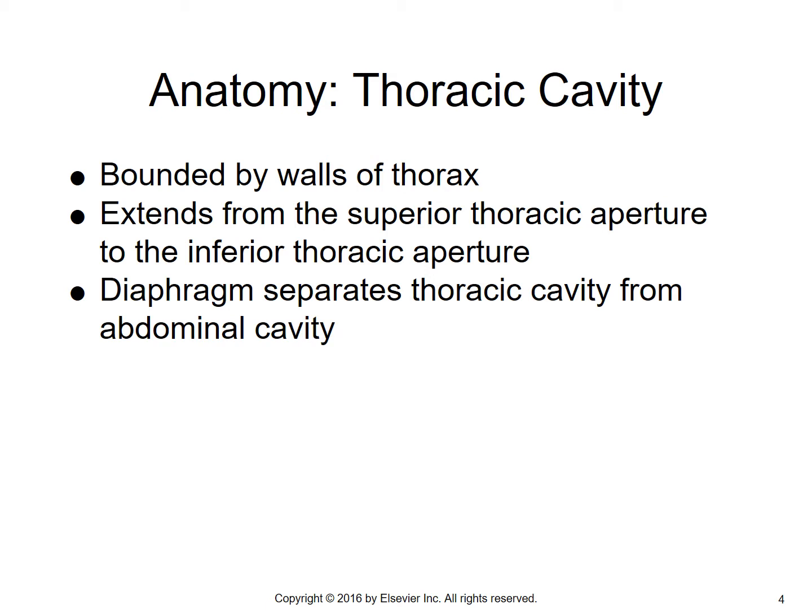What is the thoracic cavity? It's bounded by the walls of what we call the thorax. It extends from the superior thoracic aperture to the inferior thoracic aperture. The diaphragm is what's going to separate the thoracic cavity from the abdominal cavity. Now, as we go along with this anatomy, I'd like you to have open your textbook to the chapter on thoracic viscera. It's actually the chapter on radiography of the chest or the radiography of the thoracic viscera.